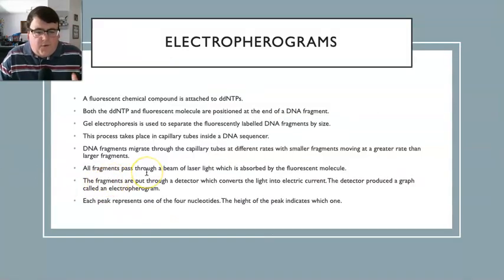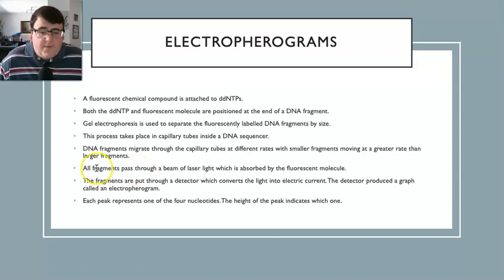We also use something called electropherograms for this, and we'll talk about electropherograms a lot more in video 6. But a little bit of a rundown of what's happening. Fluorescent chemical compounds are also added to our ddNTPs. That means that at the very end of the fragment, we've got our fluorescent ddNTP molecules that are able to be seen under UV light.